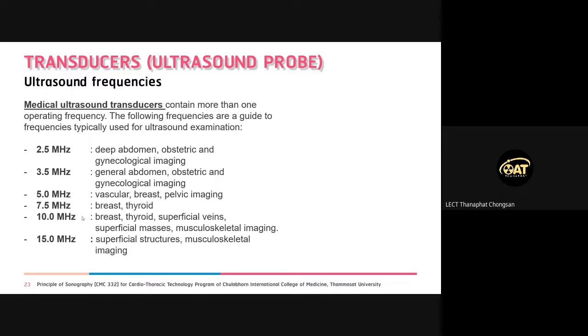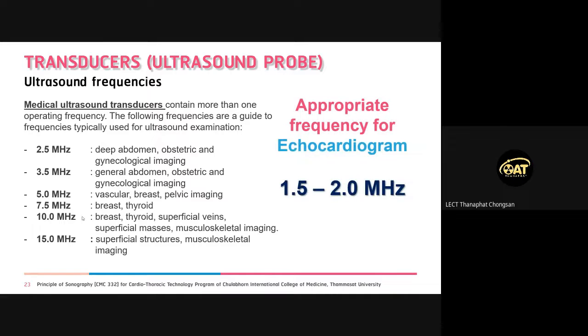But for echocardiogram, we will use around 1.5 to 2 megahertz ultrasound transducer to investigate in cardiology. Remember, high frequency creates high thermal energy or heat in the patient. This is an important relationship between ultrasound frequency and thermal energy or heat in human tissue or the patient's body.